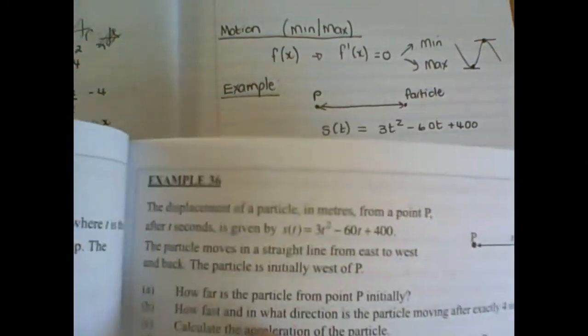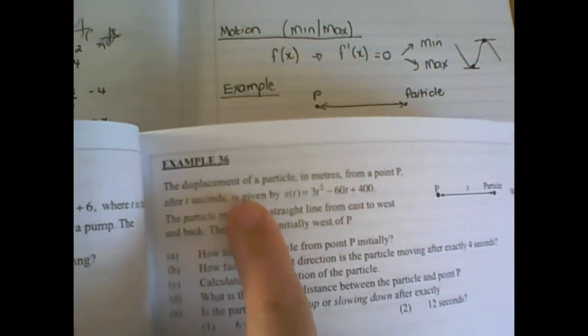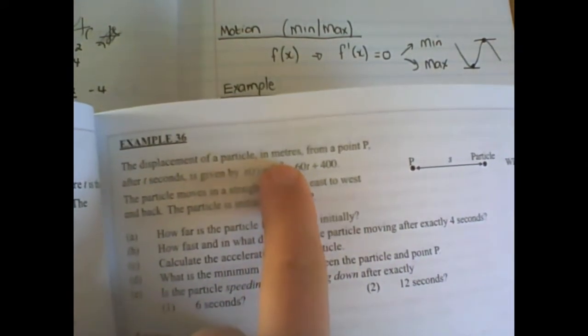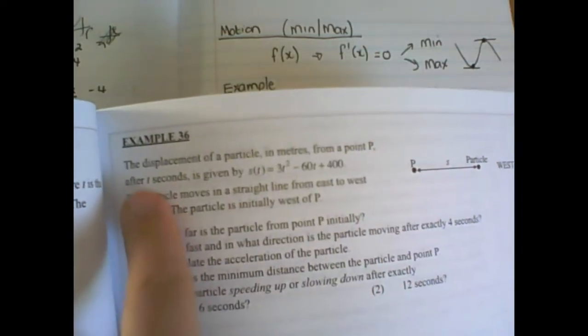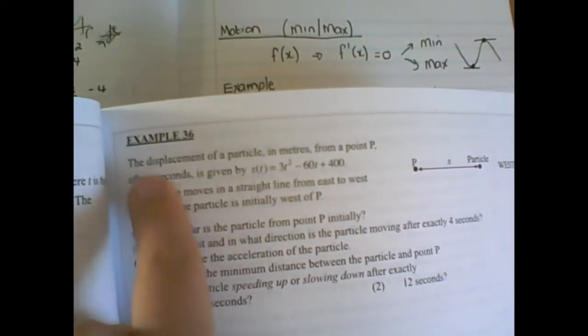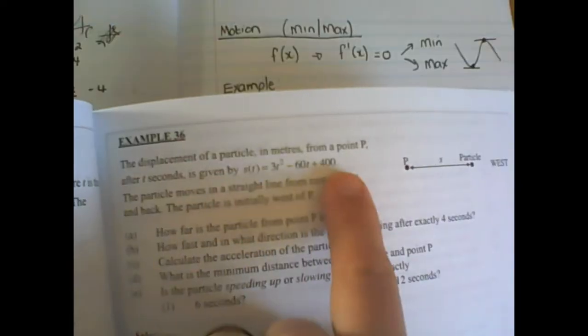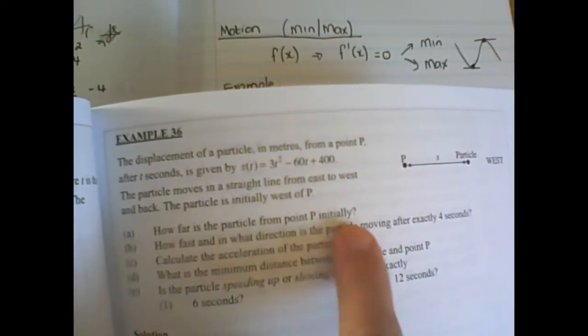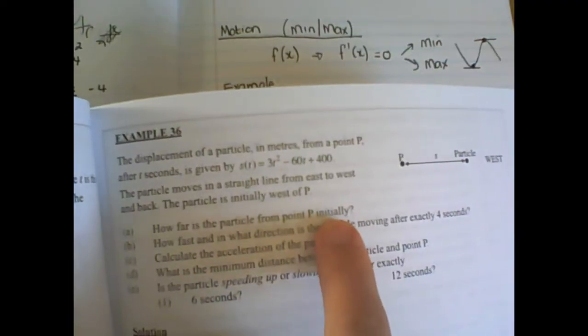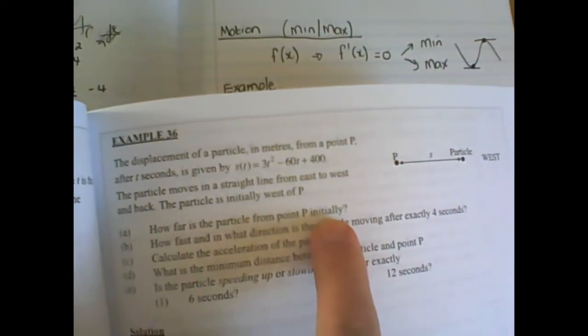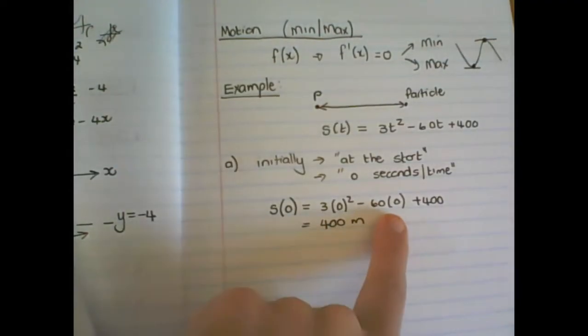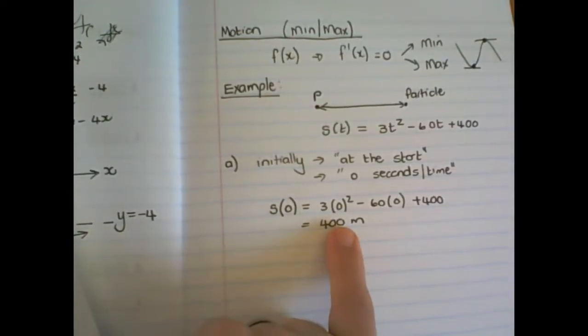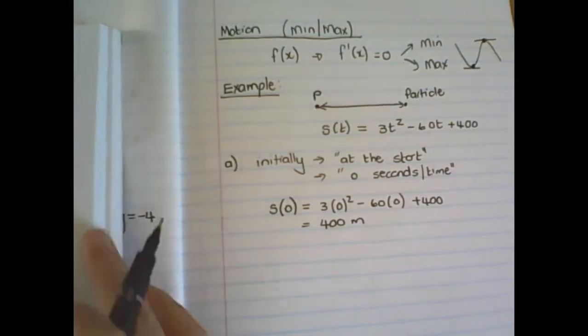So here's important information. The displacement of a particle in meters from a point P after t seconds, so that's the amount of seconds, is given by that equation. Now they ask us, how far are they apart from each other initially? That means at the time of 0. And I simply substitute it with 0. And they are 400 meters apart. Are there any questions?